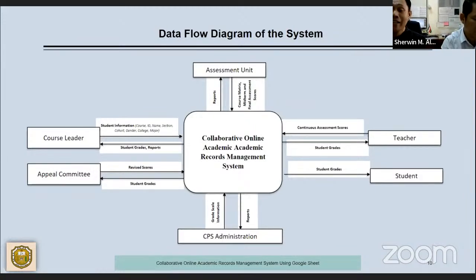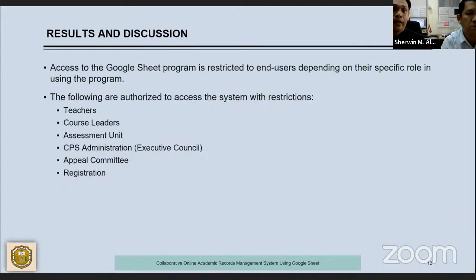We also have the assessment unit, which is responsible for providing all the assessments and the marks. They are the ones who update or give information regarding these 3 major assessments, which are the CA, the midterm assessment, and the final assessment. We also have the appeal committee members who check all the appeals from the students at the end of the semester. And of course, the CPS management who monitors the progress of the course through reports provided by the system. So these are the results.